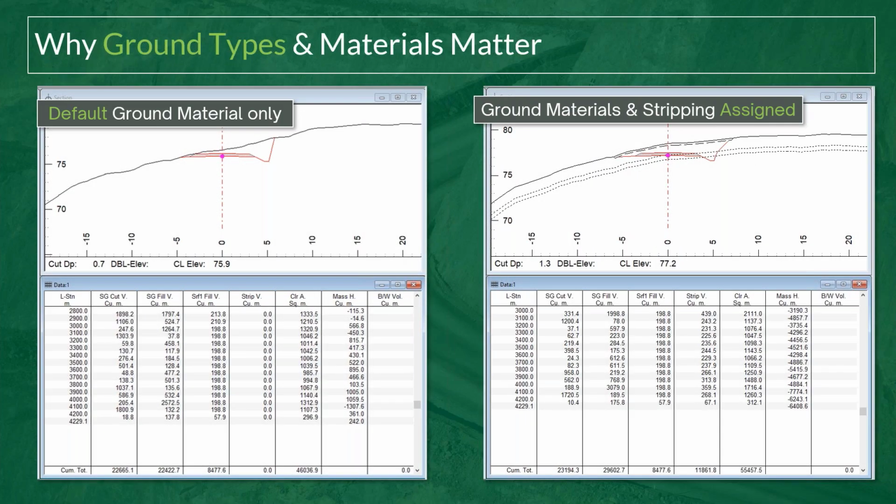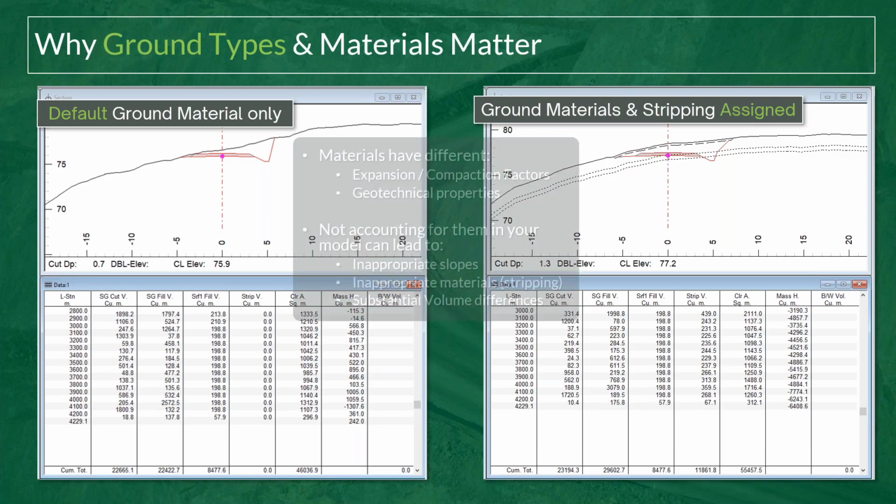If we look at the cross-sectional view as well as the data table of our volumes, you're going to see some differences. There are differences in the slope angles within the template. On the left, where it's just assumed to be one material, compared to the right, where we're seeing different angles as it hits the different materials. And then in the data table, we can account for the removal of organics through our stripping, as well as the impact that the expansion and compaction factors for the different materials are going to have.